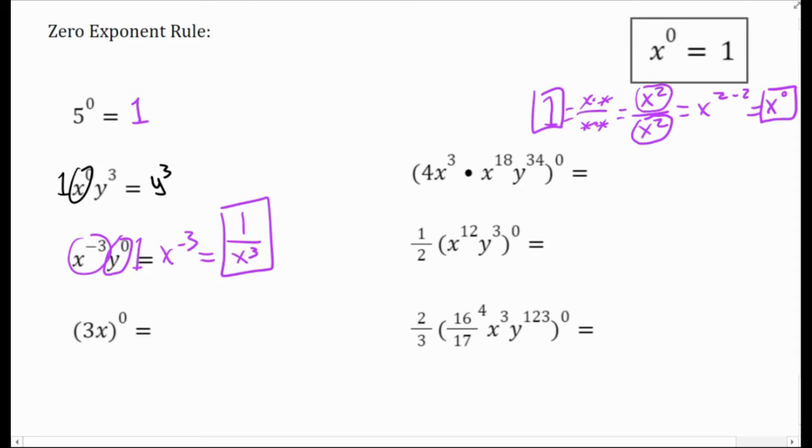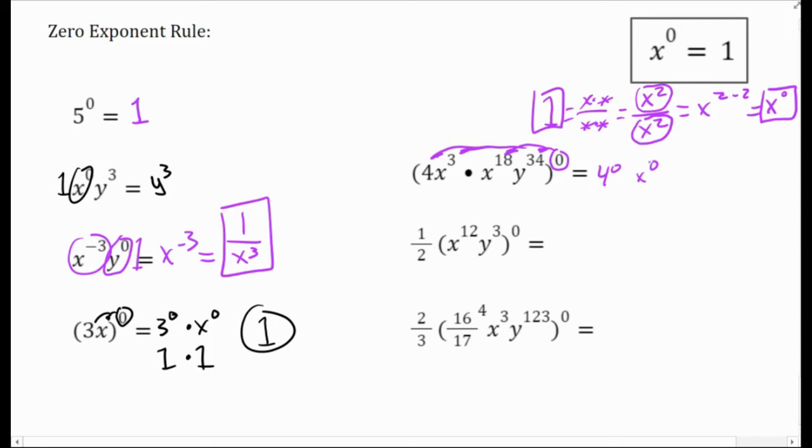Then we take this 0 and we have to distribute it to both of these. So it becomes 3 to the power of 0 times x to the power of 0. These are both 1, and 1 times 1 is just 1. Then the next one here is 4x to the power of 3 times x to the power of 18, y to the power of 34. This 0 distributes to everything on the inside here. So 4 to the power of 0, x to the power of 0, x to the power of 0, y to the power of 0. All of those are 1. 1 times 1 times 1 times 1 is just 1.